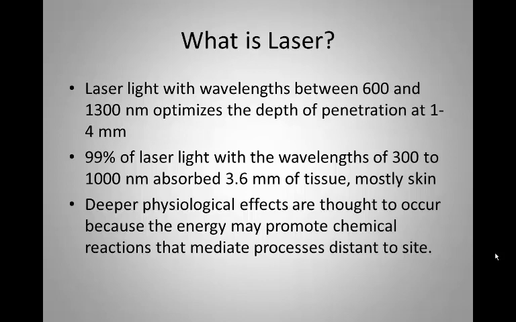99% of light with the wavelengths of 300 to 1000 nanometers are absorbed into 3.6 millimeters of tissue, mostly skin. So the deeper physiological effects are thought to occur because the energy may promote chemical reactions that mediate processes distant to the site. So obviously with the laser light we're not really getting a lot of penetration other than through the superficial skin. But the thought is that the deeper effects, like in the tendons, are done because of a chemical cascade and chemical reactions that occur due to the light from the laser.